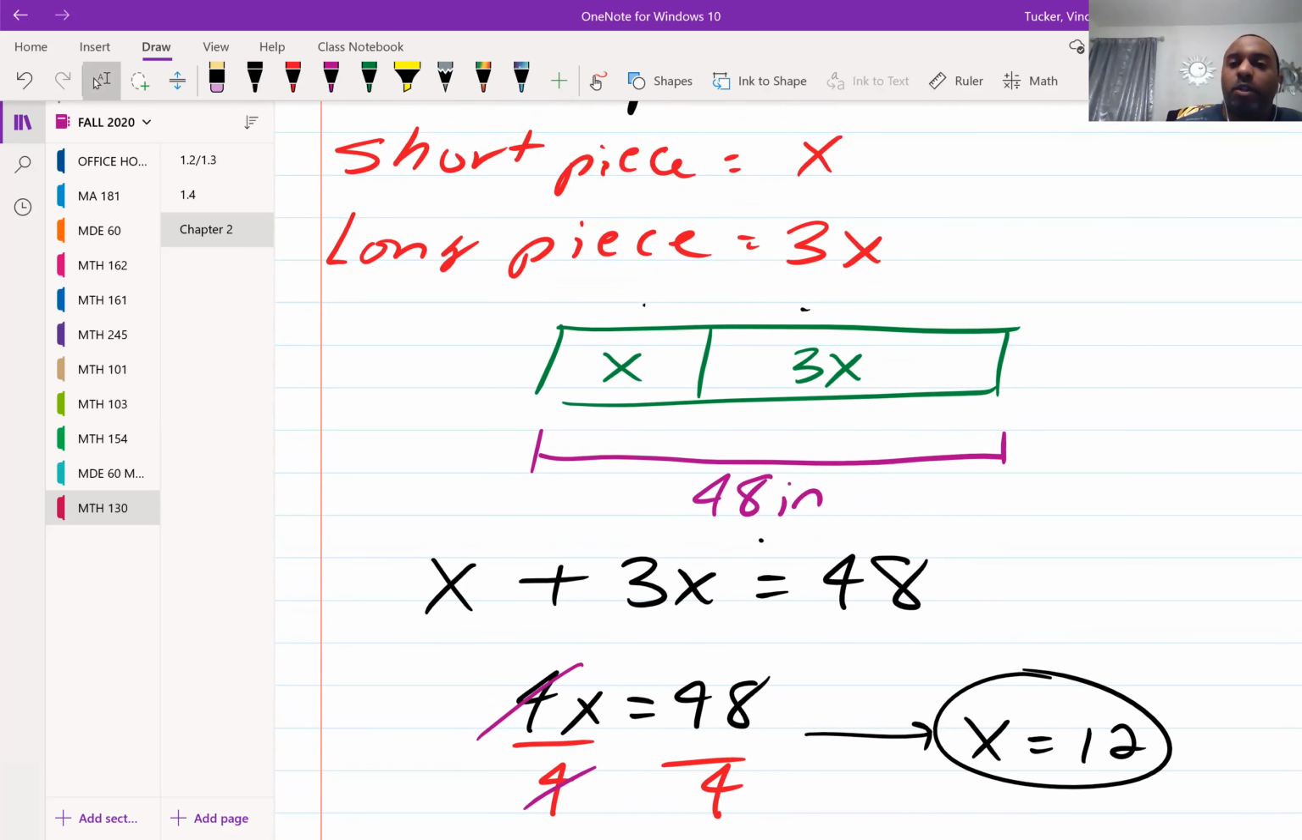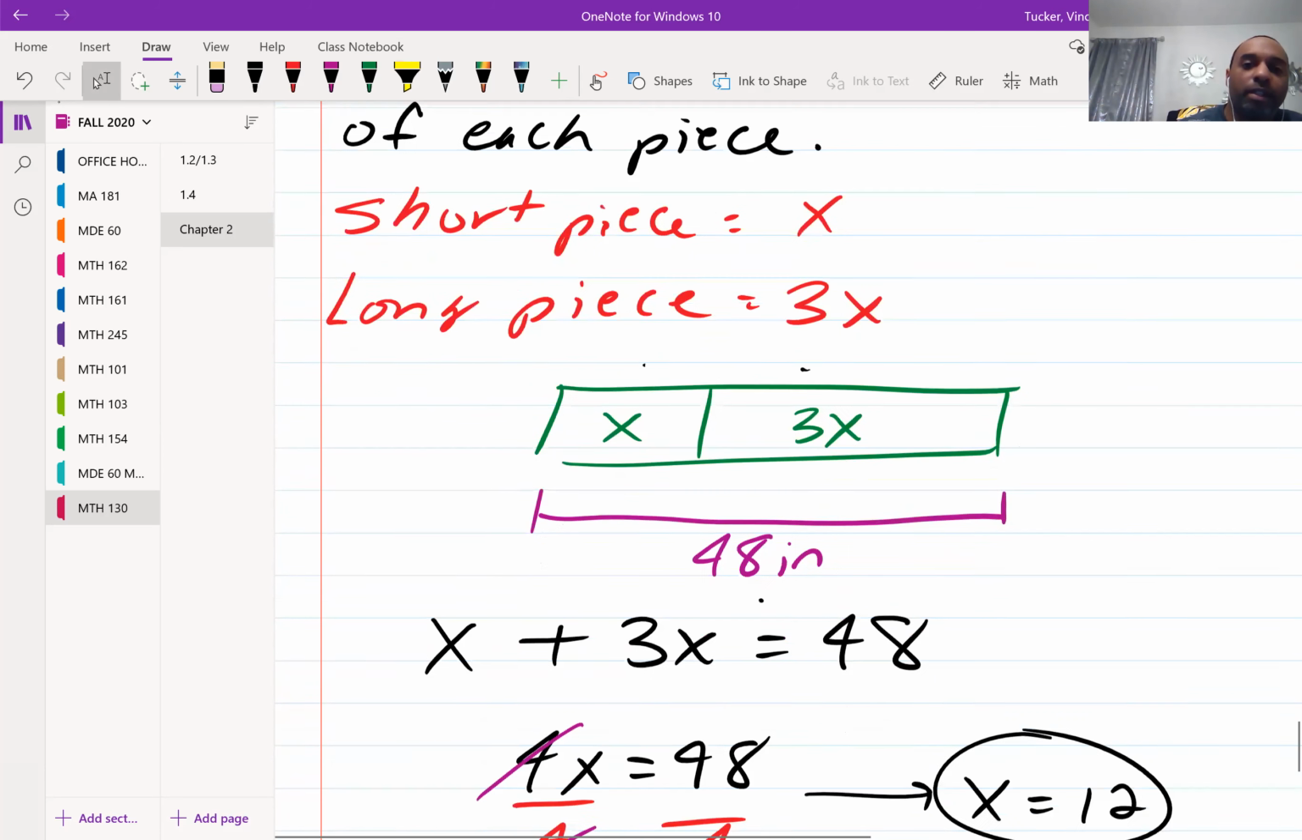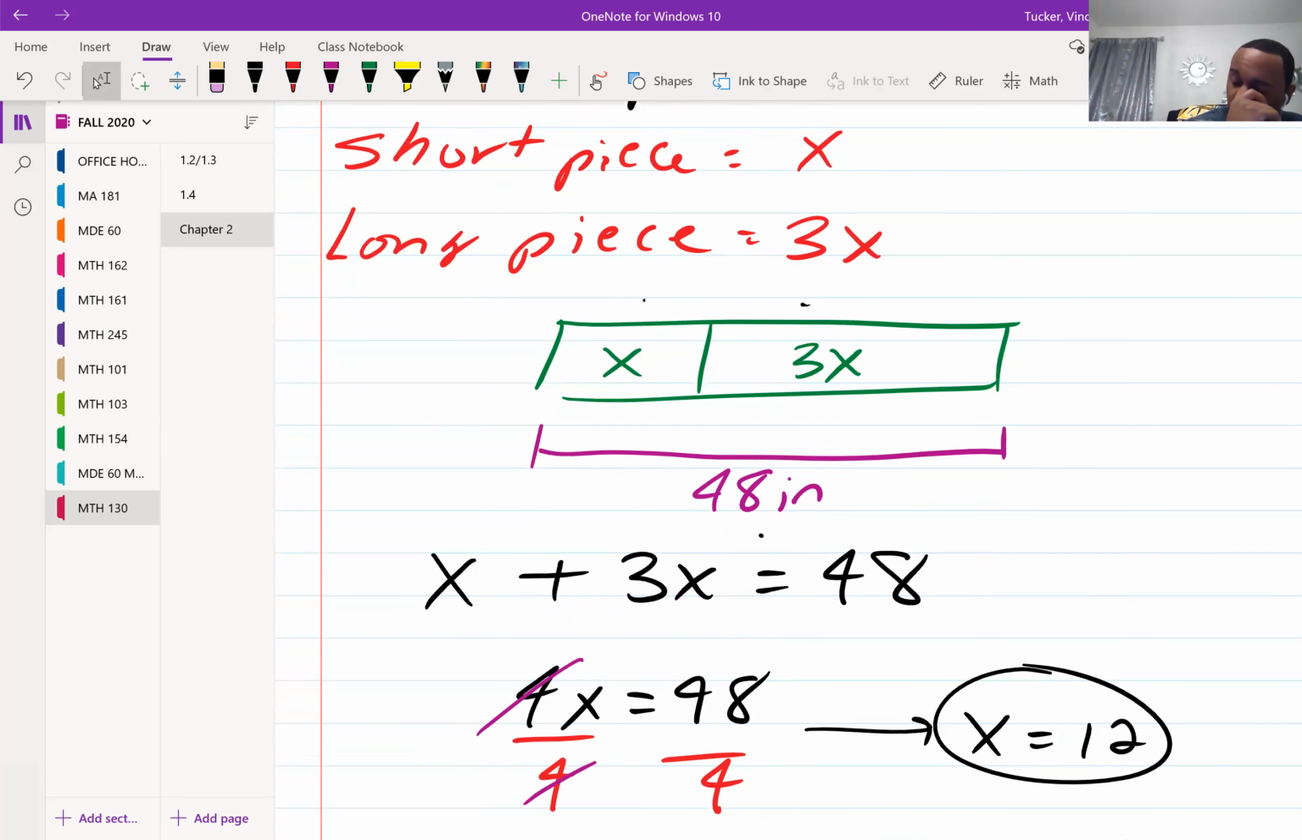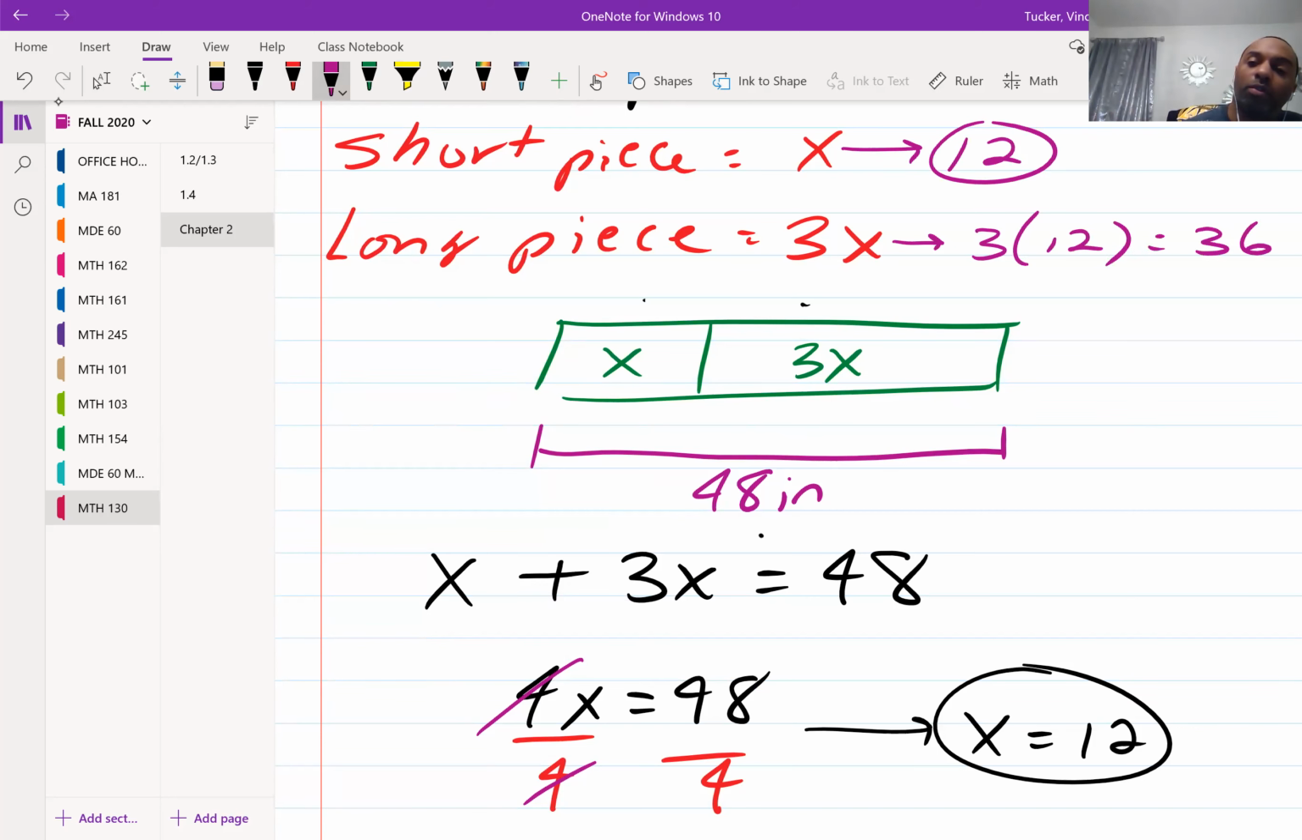All right, so now we have to be careful here. We have x equal to 12, but it says find the length of each piece. It didn't say find the length of x. So you've got to make sure that your answer actually answers the question. We know x is equal to 12, so that means the short piece is 12. But then the longer piece has to be 3 times 12, which is 36. So the short piece is 12 inches, the longer piece is 36 inches. And don't forget, if you add them together, they're supposed to give you that 48.